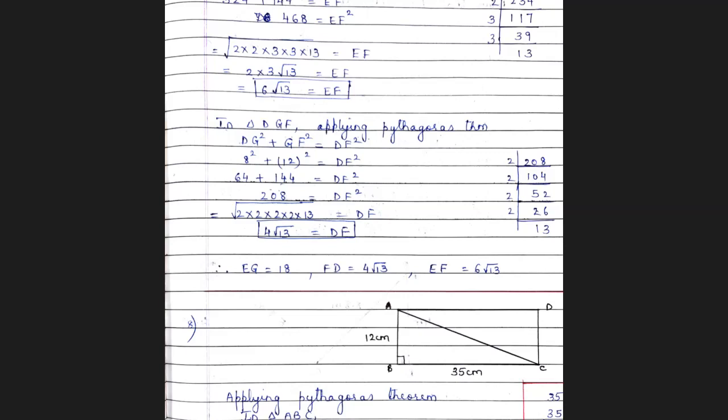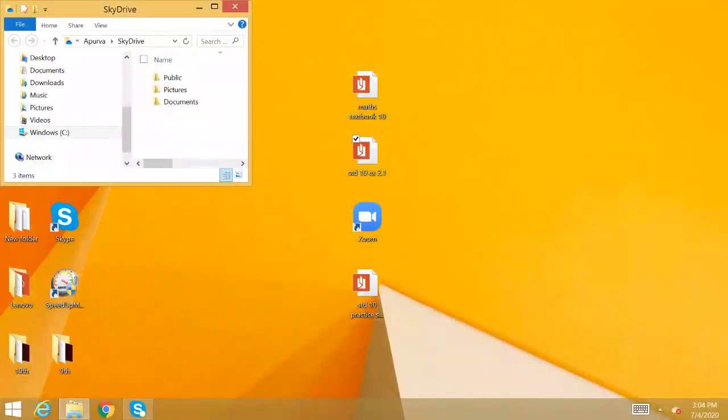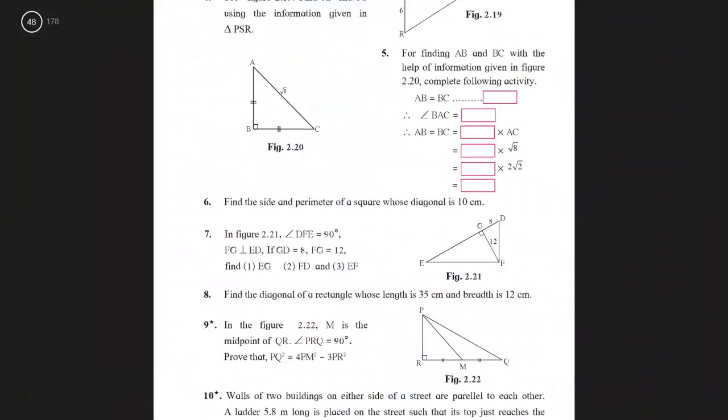At the end, write down all 3 values. These are the 3 things which were asked. Write it down separately with all the 3 values and their answers. So that's question number 7. We go to question number 8.